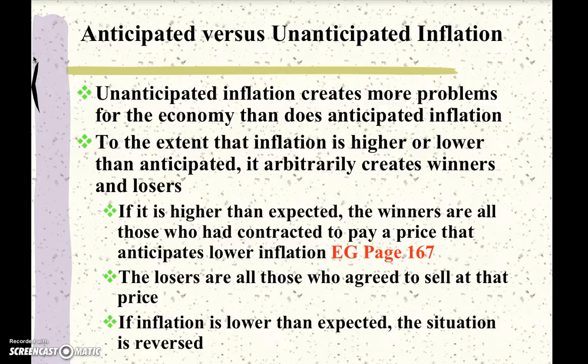So that's what he's saying to you, that if it is higher than expected, the winners are those who had contracted to pay the price that anticipated a lower inflation rate. The losers are all those who agreed to sell at that price. So if inflation is lower than expected, the reverse is what is going to be the case. Those who anticipated it to be lower and decided to put in a contract, end up with a contract that is higher, would then be the ones who will actually lose.